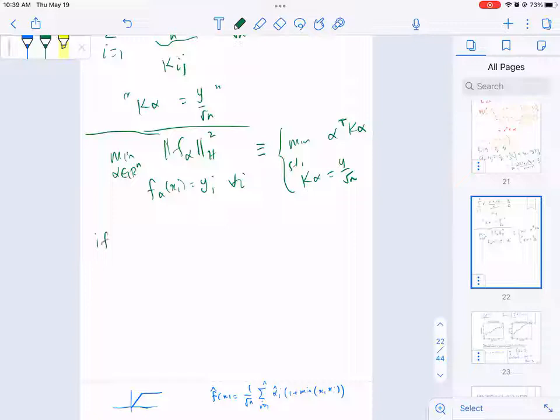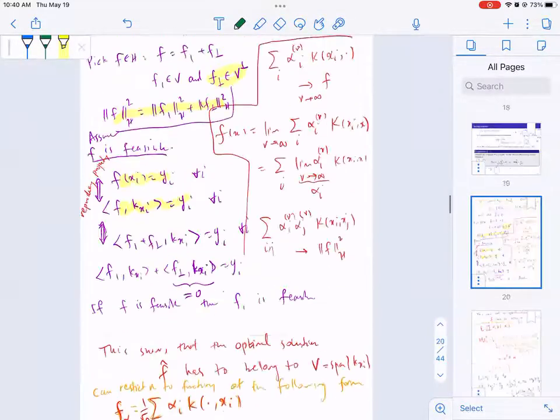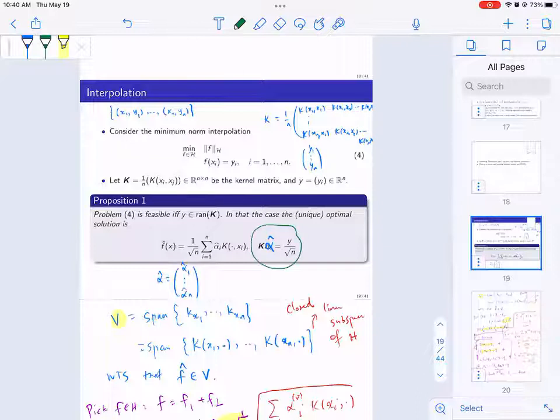So if K is invertible, then this problem has a single solution. Alpha is K inverse y over root n, and that's the only possible solution when you try to minimize. There is one single solution that gives you the interpolant. In general, you can show that what I mentioned is true. So definitely the solution has to satisfy this, because those are basically these equations. And when K is invertible, there's a single solution that would give you the optimal solution. Otherwise, you get multiple solutions probably for alpha, but the minimal norm is going to be unique.